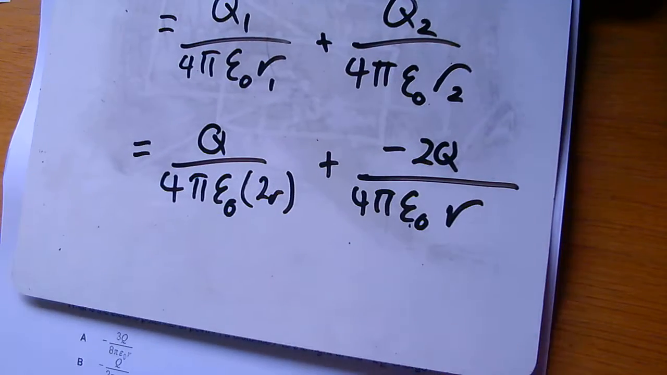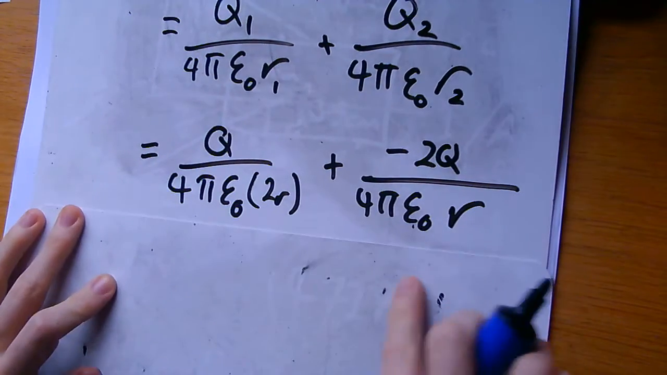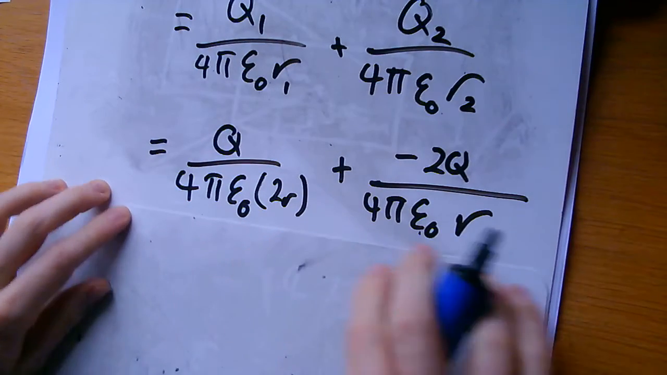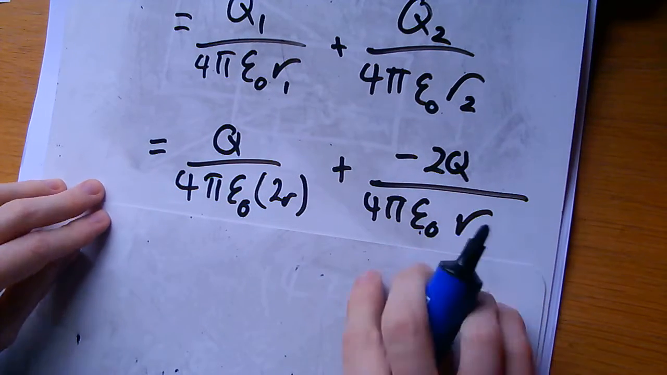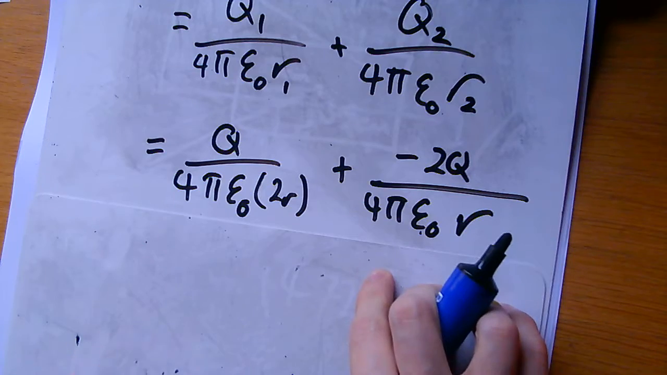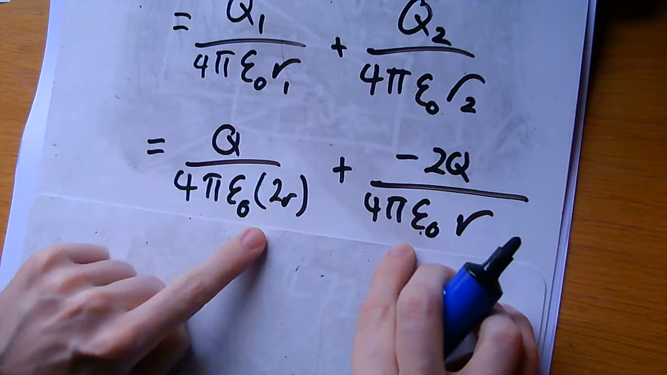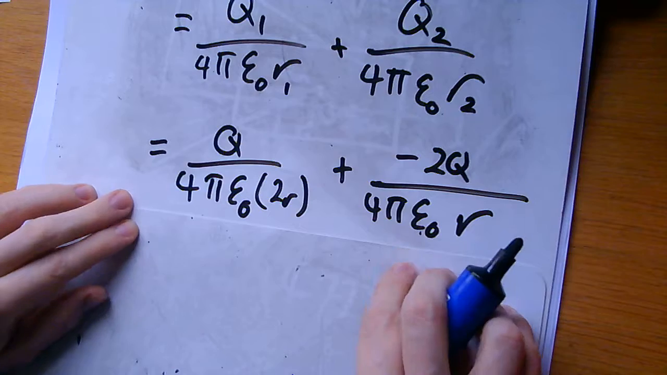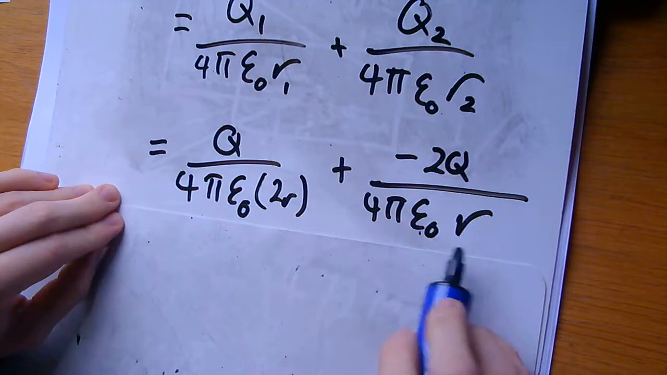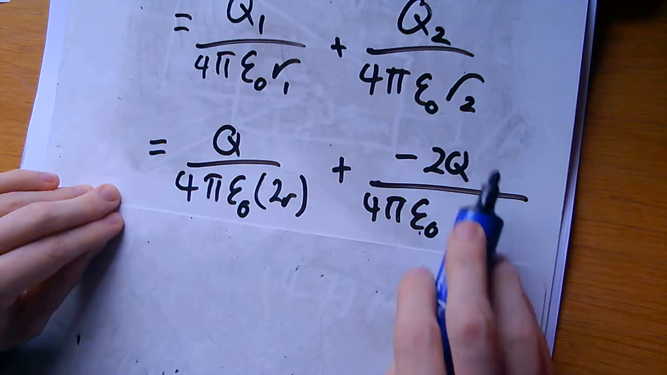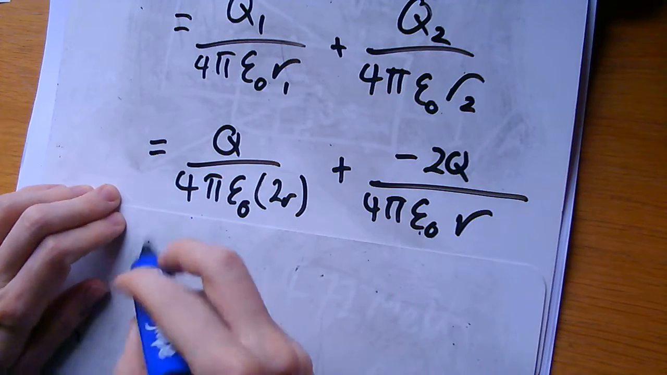I might bring in a second board. Okay, so we're going to try and combine these two things here. The easiest way to do that is to make their denominators the same, and then you can just add together these bits at the top. So let's see. This one's bigger. Let's double both ends of this and see where that gets us.